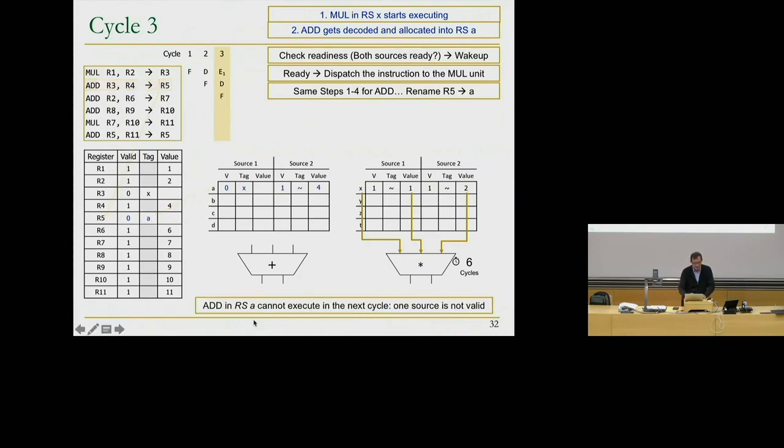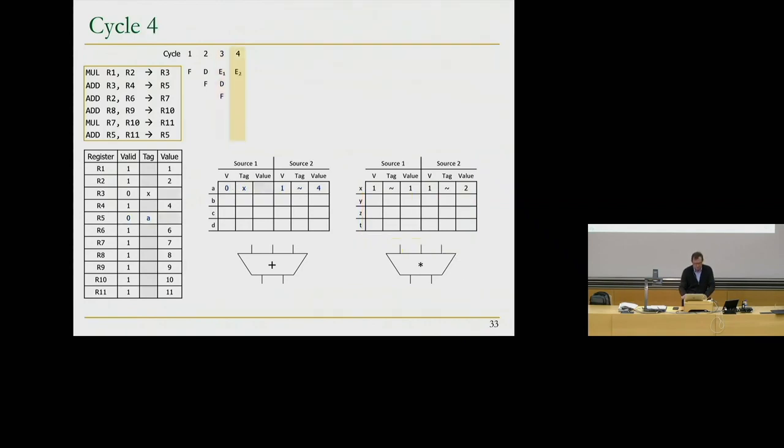Right. Now add in RS, reservation station A, cannot execute in the next cycle because one source is not valid. It's just going to wait there. But the beautiful thing is, in the next cycle, add in RS A waits because its one source is not valid. But we can now decode the next instruction that's independent. It turns out we will see that it's independent, which we couldn't do in an in-order machine.